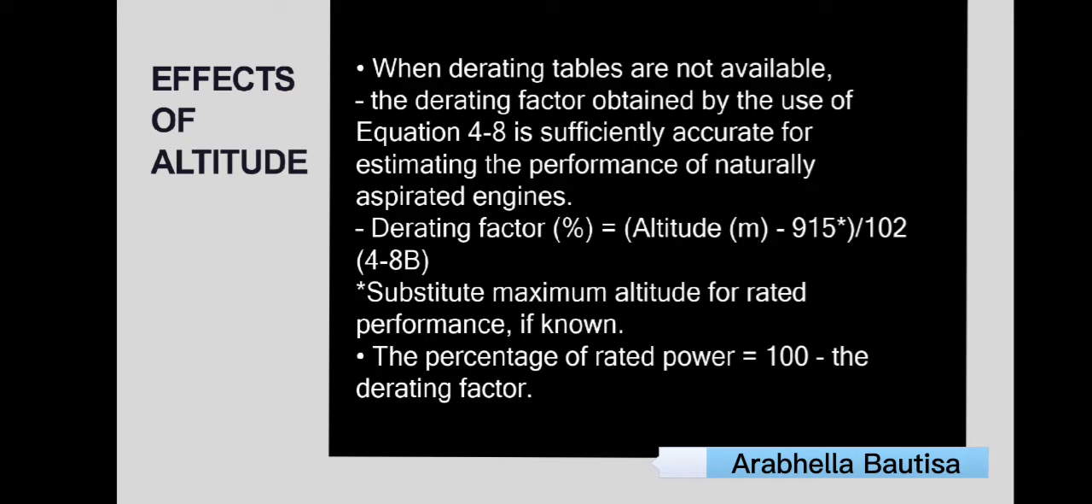When rating tables are not available, the derating factor obtained by the use of equation 4-8 is sufficiently accurate for estimating the performance of a naturally aspirated engine. The derating factor is equal to altitude minus 915 (the asterisk value) over 102, where the asterisk is the substitute maximum altitude for rated performance, if known. The percentage of rated power is equal to 100 minus the derating factor.